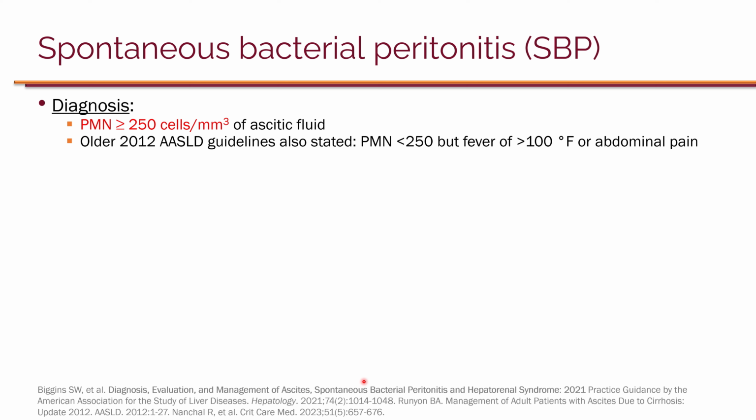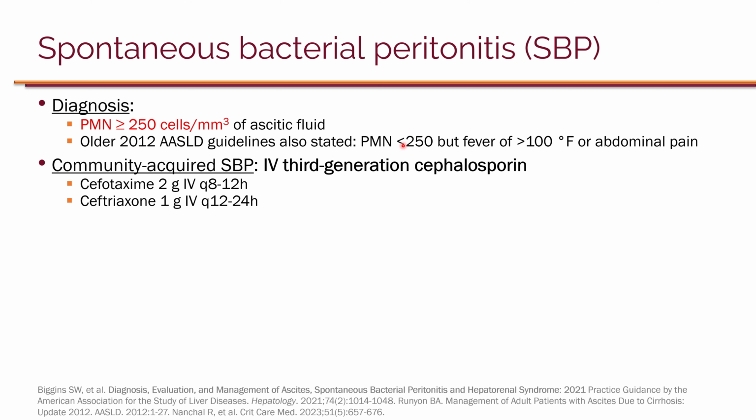Now let's take a look at spontaneous bacterial peritonitis. So essentially the diagnosis is based on ascitic fluid analysis showing PMN of at least 250 cells per cubic millimeter or more. Now, older AASLD guidelines also had mentioned that if the PMN is less than 250, but the patient has either a fever or abdominal pain, that also is diagnostic of SBP.